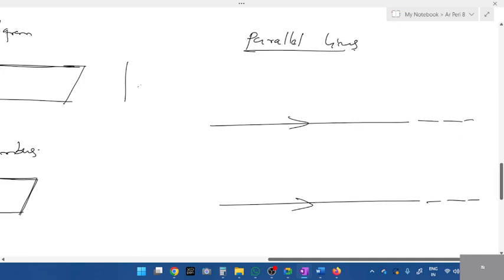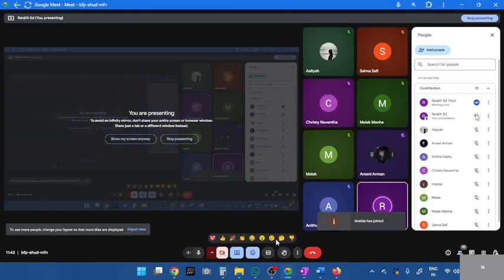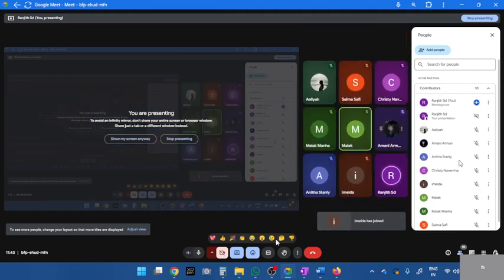For example, look at the alphabet H. In the alphabet H, there are two lines like this, right? Do they intersect? However much we extend, do they intersect? Do they meet one another? No, right? They don't meet one another. That is known as parallel lines.